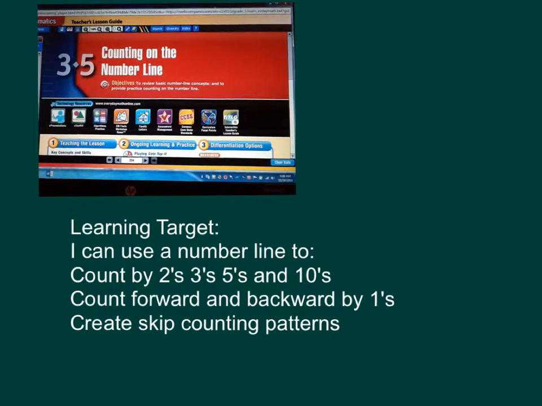Lesson 3.5, Counting on the Number Line. Our learning target today is: I can use a number line to count by 2s, 3s, 5s, and 10s, count forward and backward by 1s, and create skip counting patterns.